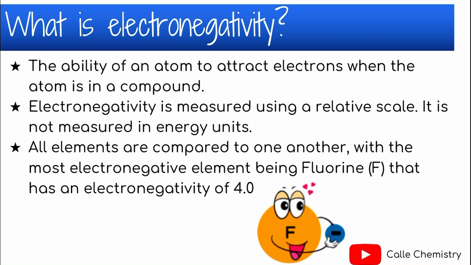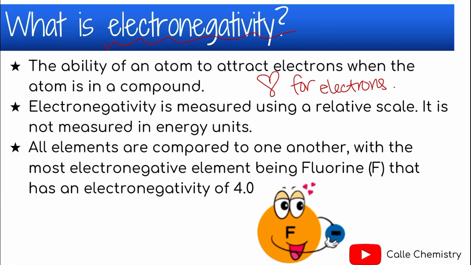Electronegativity refers to the ability of an atom to attract electrons when the atom is in a compound. When you see the word electronegativity, you should think of love for electrons, because we're talking about attraction to electrons. Now, electronegativity is measured using a relative scale. It is not measured in energy units.